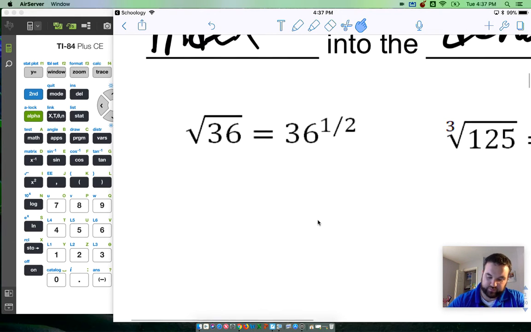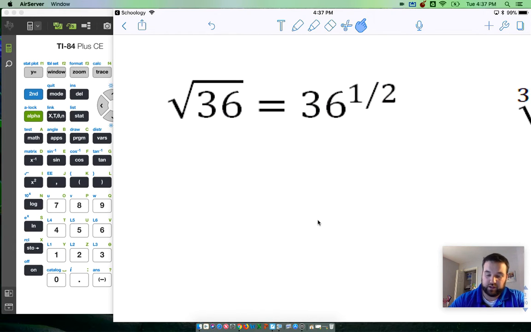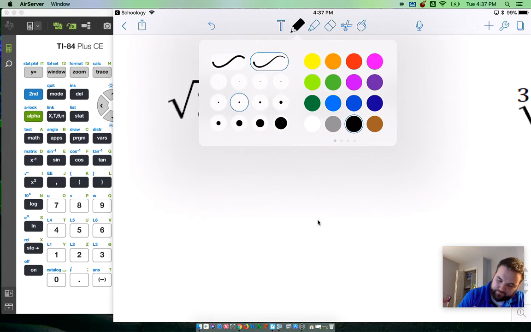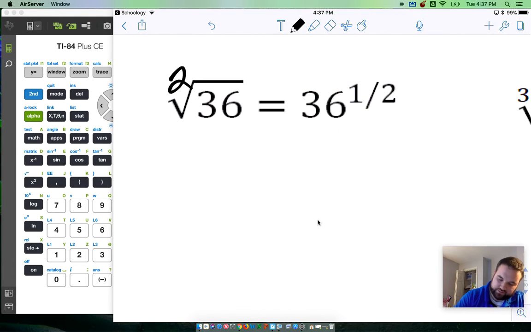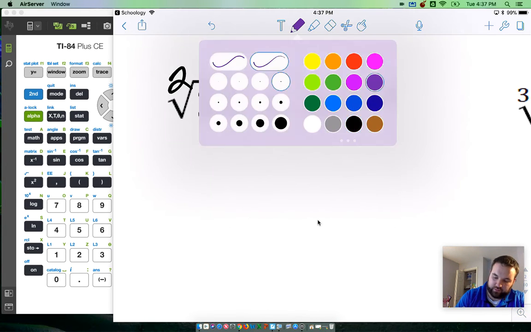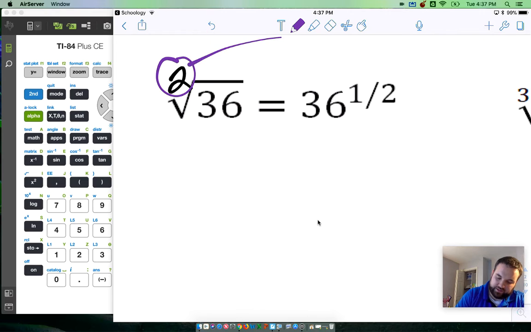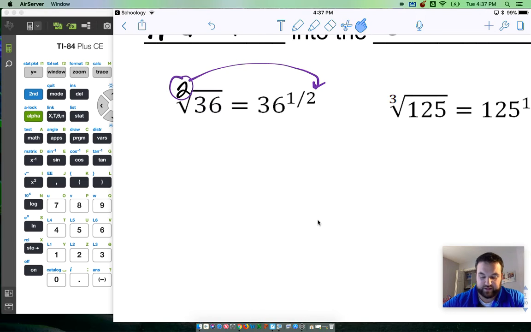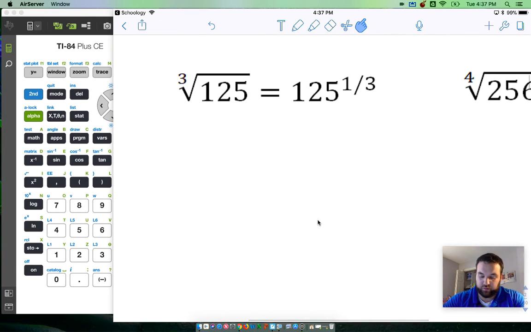So, for instance, if we have the square root of 36, we know that's an index of 2. That can be written as 36 to the 1/2 power, where this 2, instead of writing a radical, becomes the denominator of that exponent. Same sort of thing if we have the cube root of 125. This is equal to 5. We know you could type this in the calculator and it's equal to 5, but it can be rewritten as 125 to the 1/3 power.